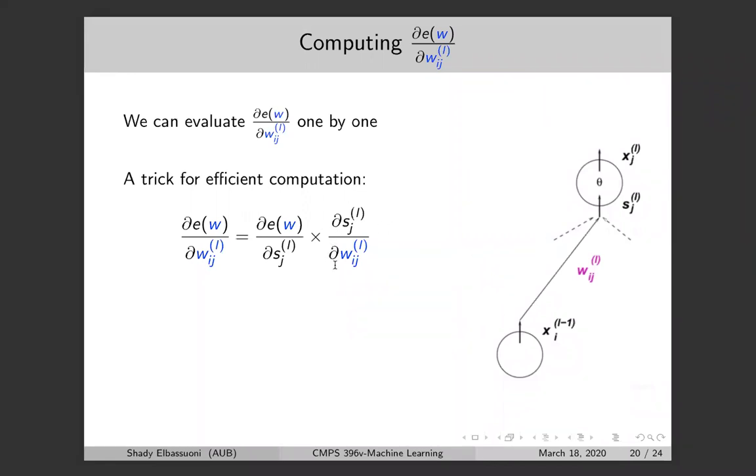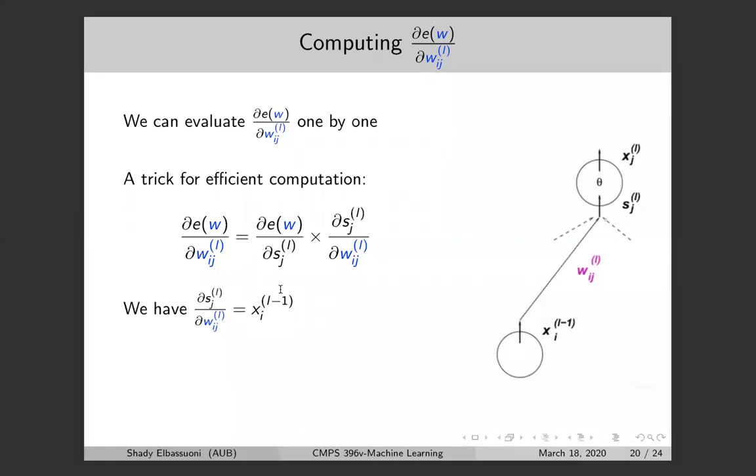I'm differentiating with respect to a particular weight only. So all the other weights become 0 when I do differentiation, and I get only xi of L minus 1. The other edges here are multiplied by a different weight, so when I do differentiation, it goes away. So I get the partial derivative of Sj of L by Wij of L is equal to xi of L minus 1. Okay, clear?